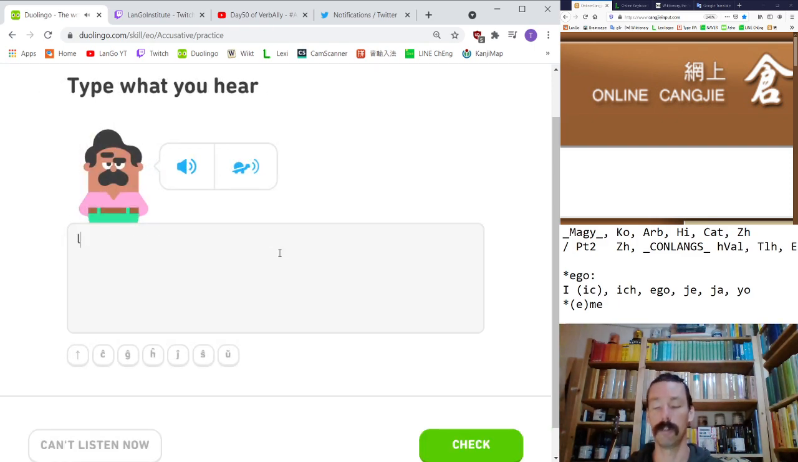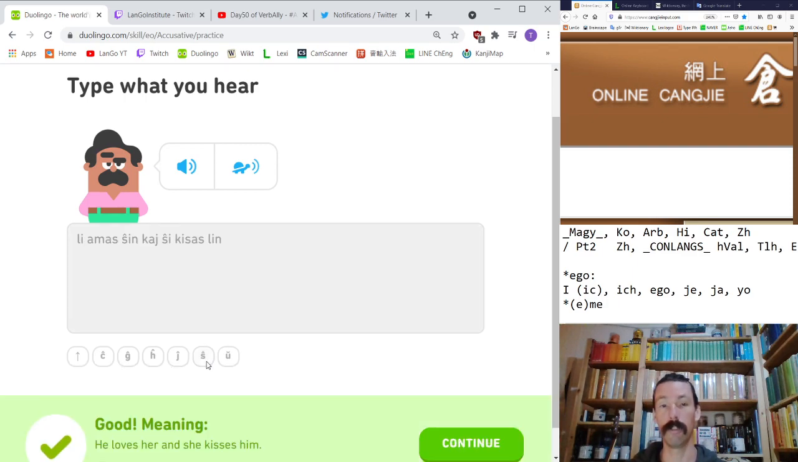Li amas ŝin, kaj ŝi kisas lin. Amas. Oh la la. Amas ŝin. He loves her. Kaj... Li amas ŝin, kaj ŝi kisas lin. Kisas lin. Don't want to corrupt our youth, so I'm going to leave it untranslated.